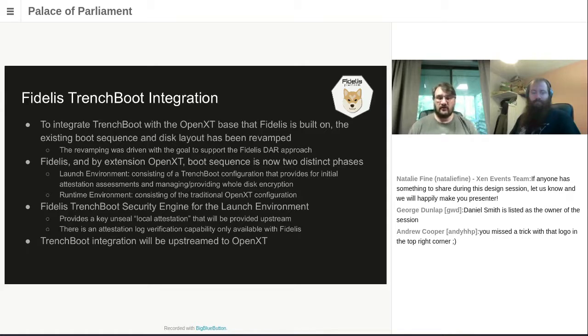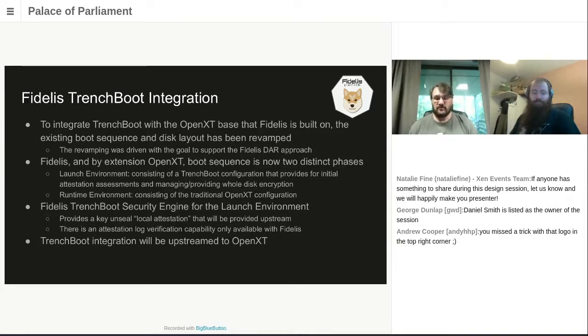So during the early launch, we can take SRTM and evaluate part of the early launch DRTM to do whole disk encryption for the environment. And then after we've achieved decryption of the whole disk, the runtime environment for OpenXT can be encrypted itself, which is traditionally how OpenXT works today.